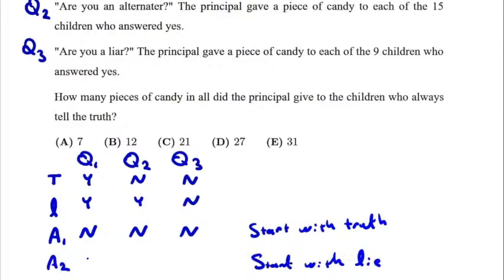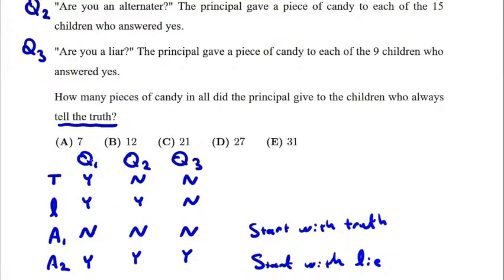Now, second type. All of them will be yes. Are you a truth teller? He should say a lie. Yes. Are you an alternator? He should say the truth. Yes. Are you a liar? He should lie, so it says yes. Now, we can say, for example, the number of T, L, A1, A2. At the end, we want to see how many pieces of candy in all the principal gave to the children who always tell the truth. We want to find the number of candies that the principal gave them.